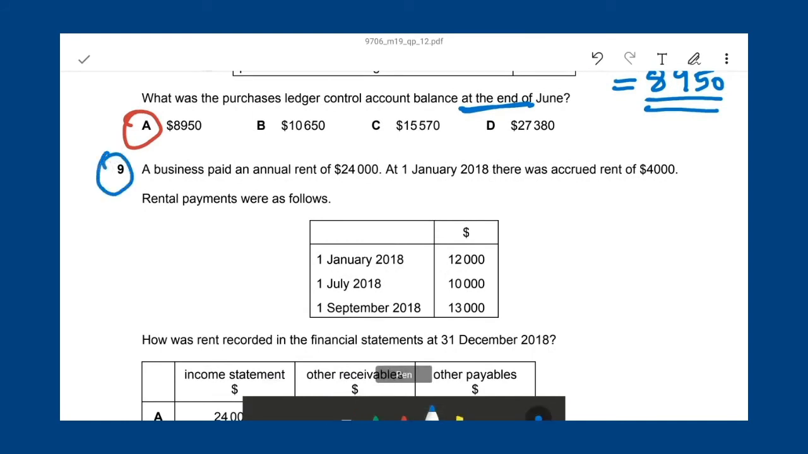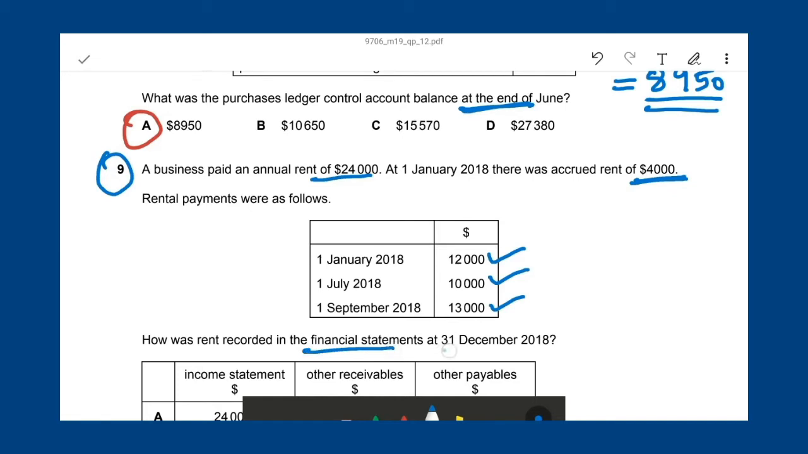Next, 9. A business paid an annual rent 24,000. At 1st January 2018, accrued rent 4,000. Opening accrued 4,000. Rental payments were as follows. They paid the rent on 1st January 12,000, 1st July 2018, 13,000. How was the rent recorded in the financial statement?